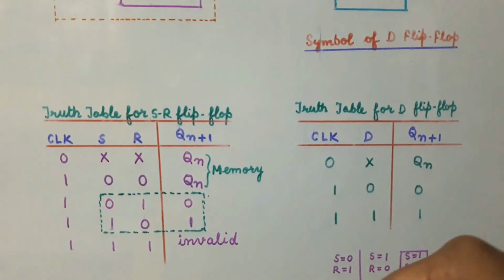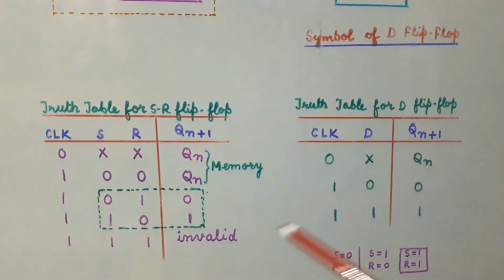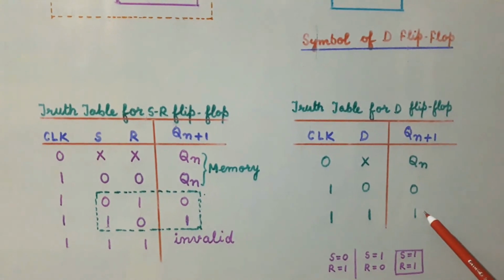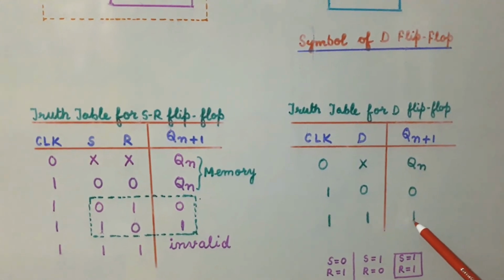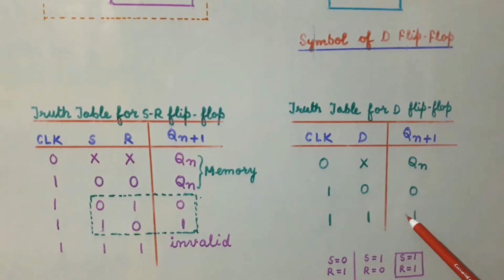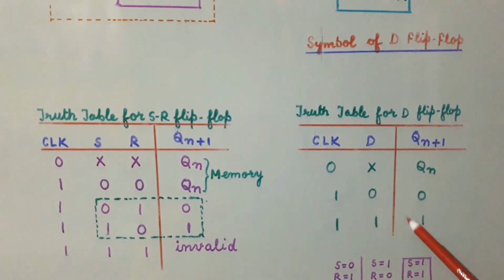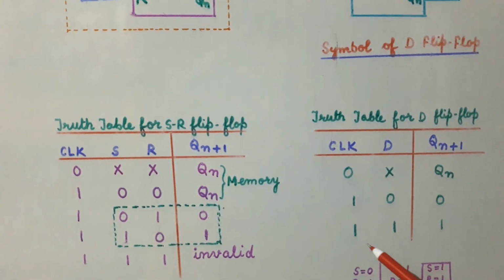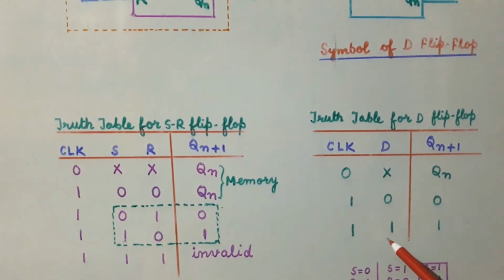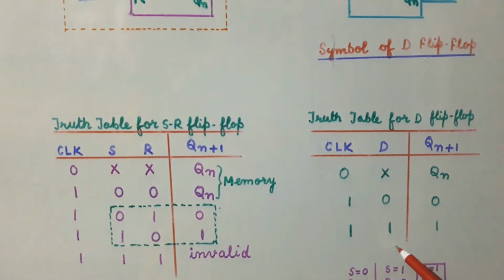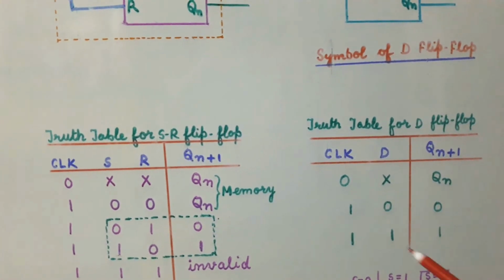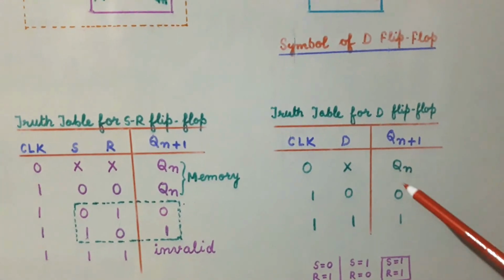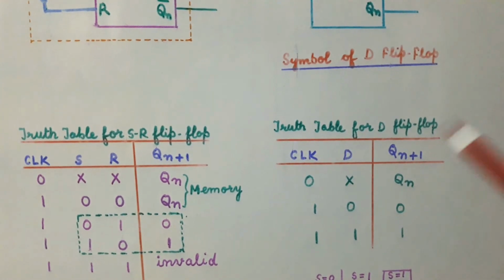Now the last case, that is S is equal to 1 and R is equal to 1, is not possible in D flip-flop because we have connected an inverter from the input S to R input. So we will not get this configuration, that is here we cannot have S is equal to 1 and R is equal to 1. So this is the truth table of D flip-flop. We see that this is a very simple truth table.